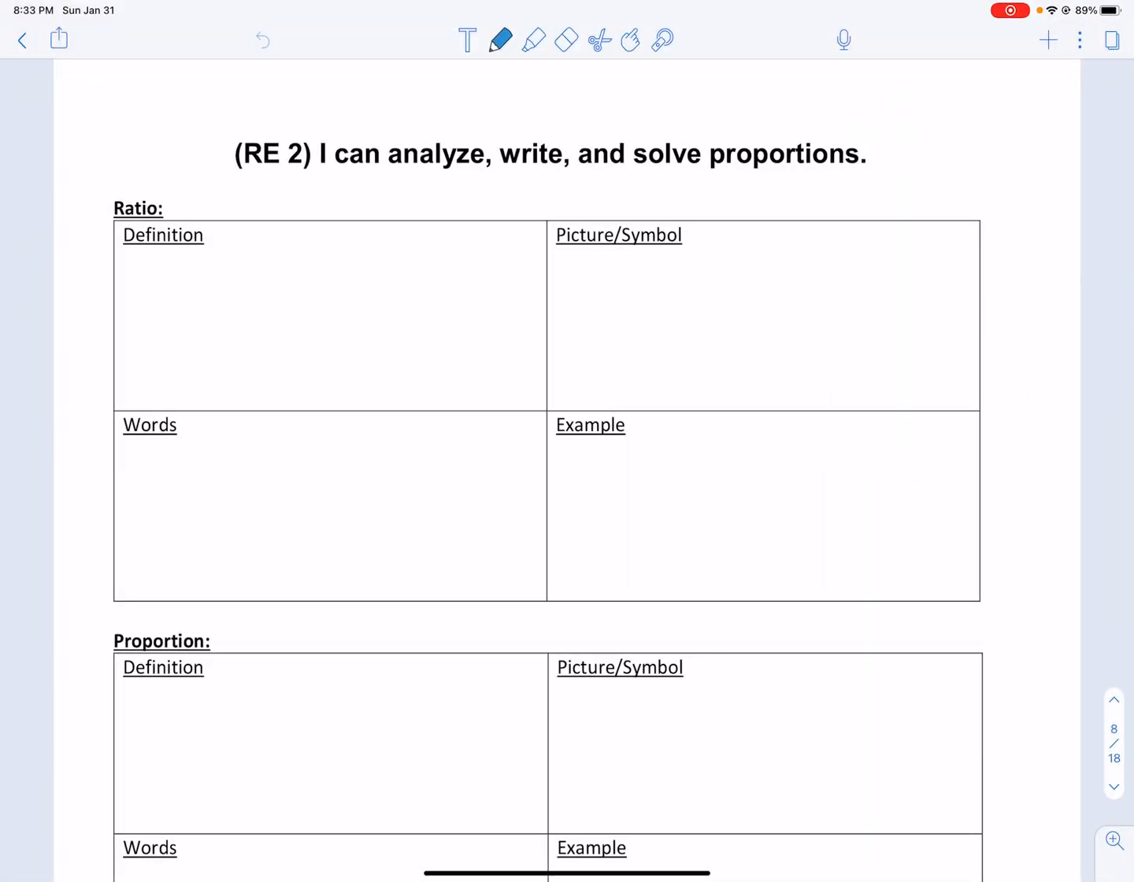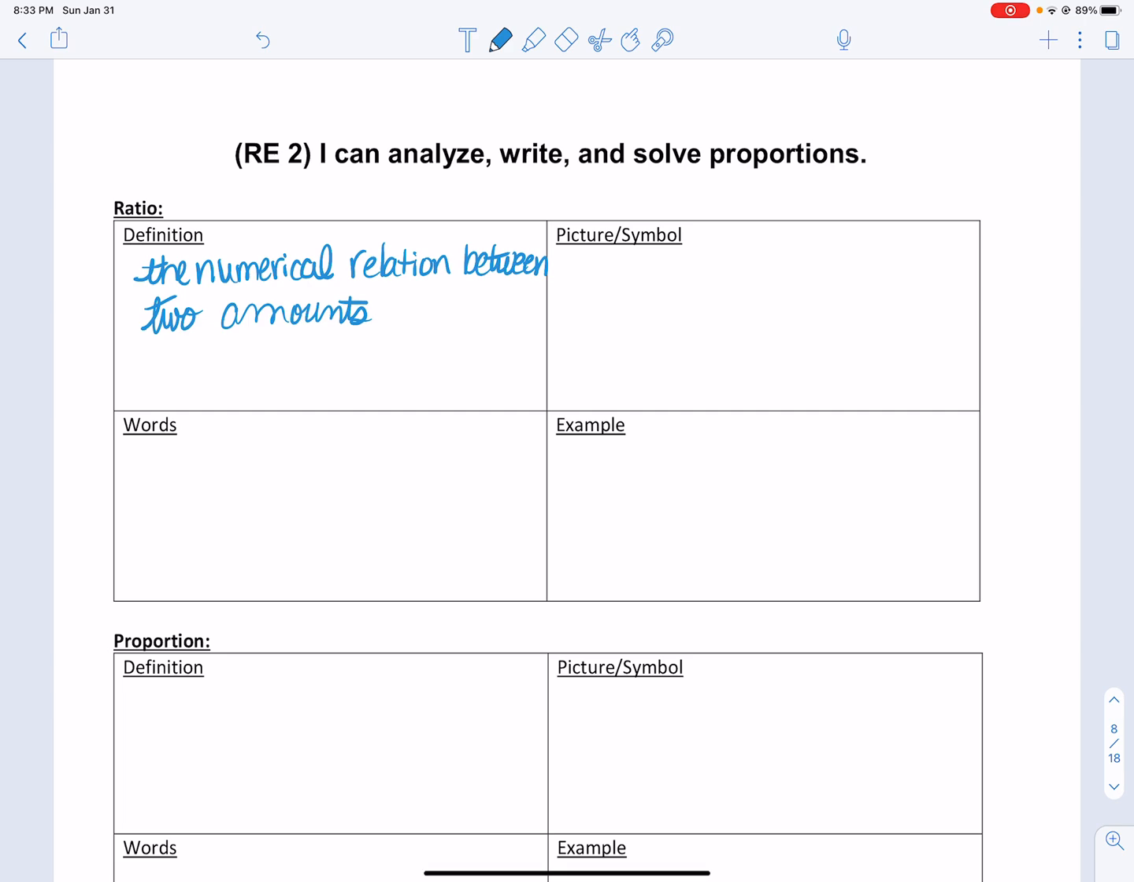All right, so today we're going to talk about ratios and proportions, which basically is the same way of saying something. The definition of a ratio is the numerical relation between two amounts.